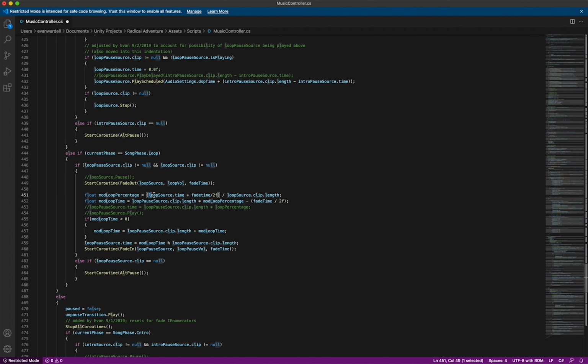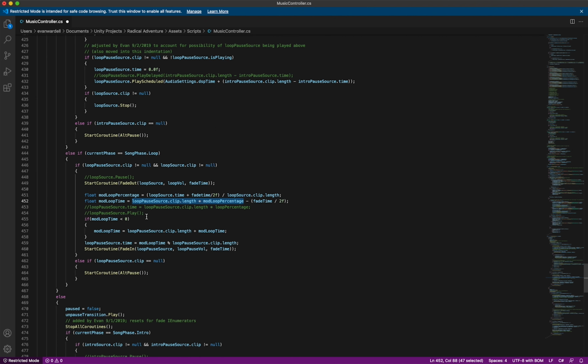We can do this by taking the current time of the origin unpaused clip, dividing it by the total clip length to get the relative ratio, and multiplying this by the total length of the target paused clip, getting the time value at which the target paused music will be at exactly the same point within the melody and overall musical form. However, if we stopped there, this would only mean that the tracks start to fade in and out at the same relative point.